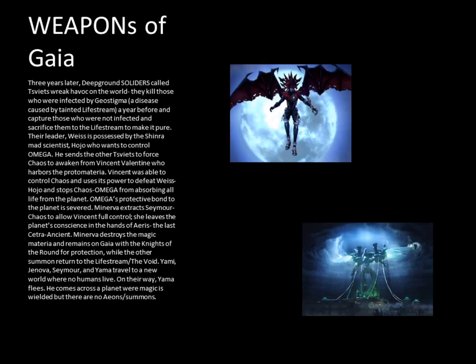Yama, Genova, and Seymour travel to a new world where no humans live. On their way, Yama flees. He comes across a planet where magic is wielded, but there are no aeons or summons.